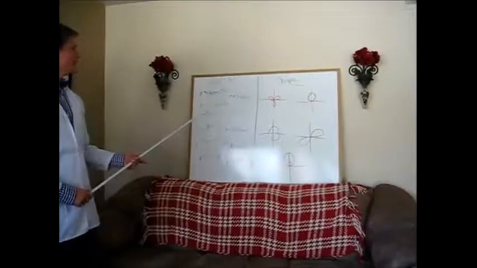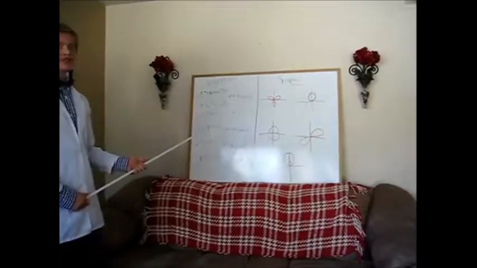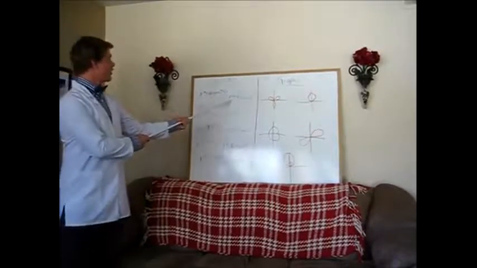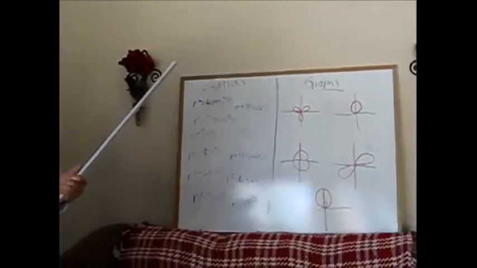Now, each polar equation contains some very distinctive features. First, the letter R. That stands for radius. Next, each polar equation will contain either a sine or a cosine. And last and most importantly, a theta. Every polar equation has to have a theta.